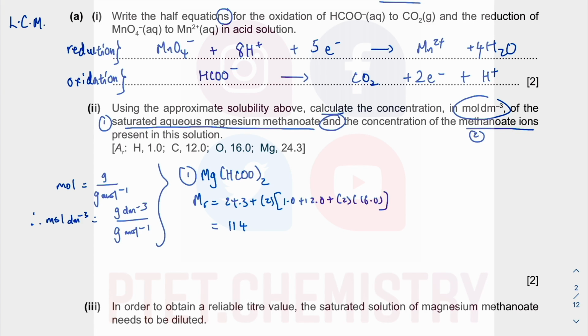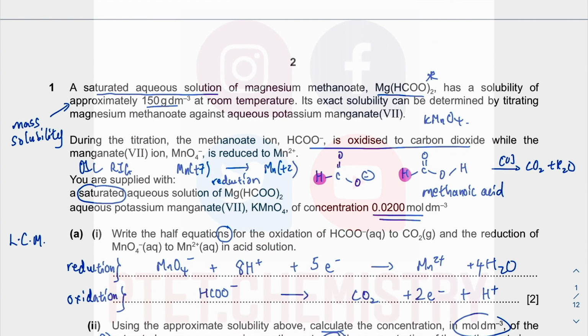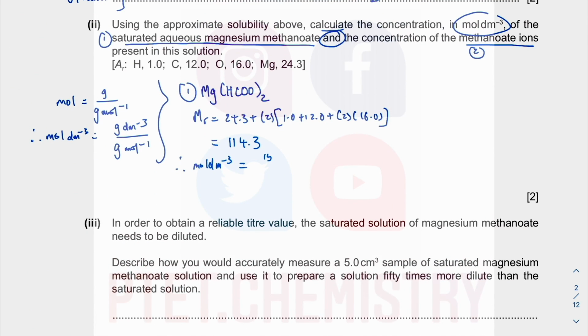I got 114.3. Then the mole per dm cube of the saturated solution, therefore the mole per dm cube is equal to the magnesium metanoate has a solubility of approximately 150 gram per dm cube, divided by the molar mass, which is gram per mole. Hope you can see the bookkeeping properly when I've written down the units like that. 1.31. Oops, sorry, the gram cancel out, so what I get is mole per dm cube.